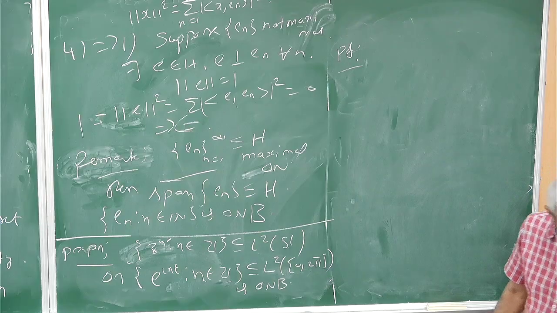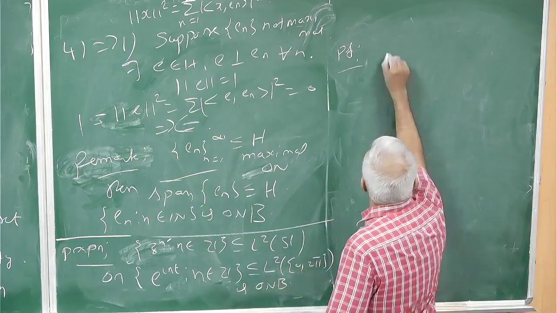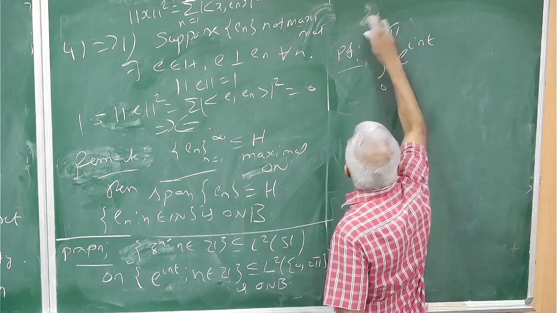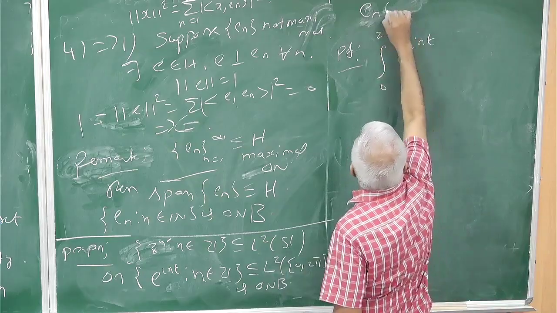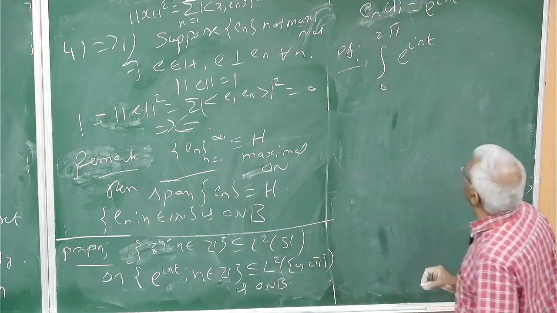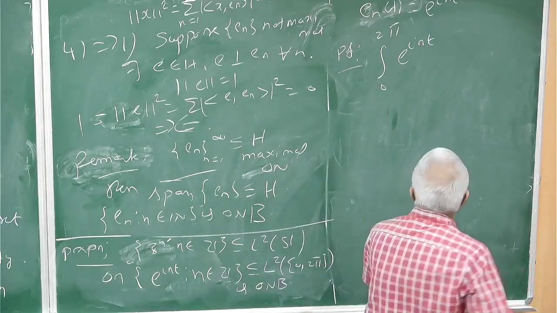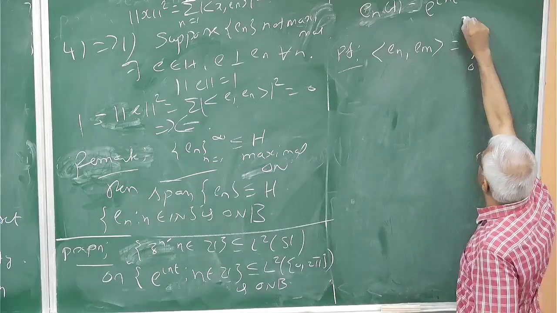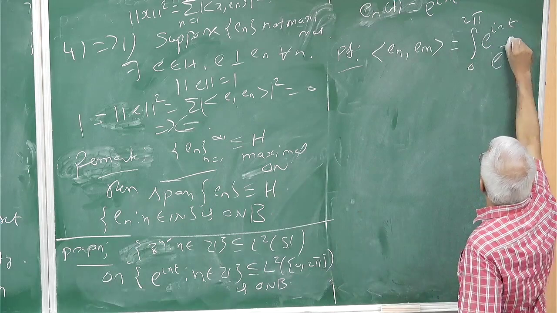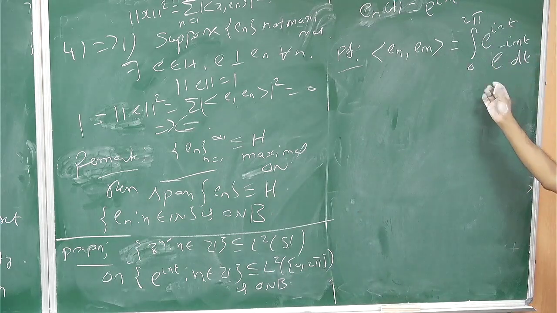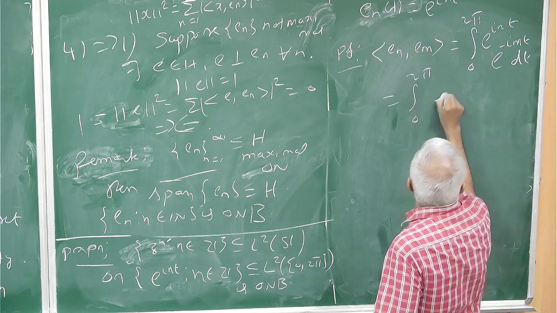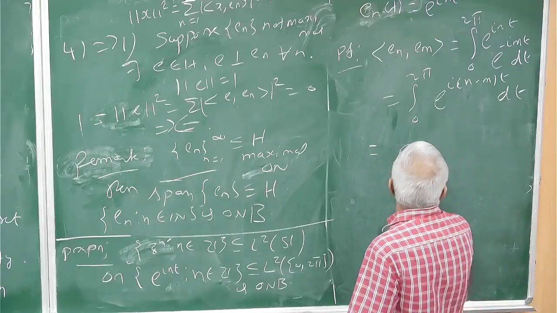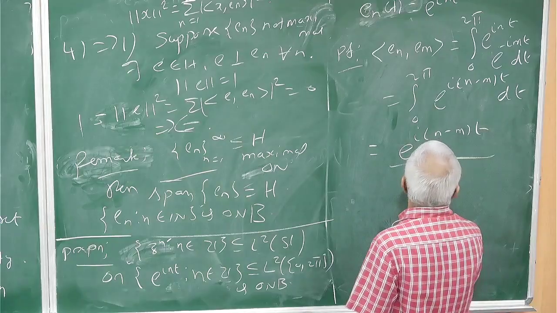So let's work with this. Let's call En equal to e to the int. Then the inner product of En and Em equals the integral from 0 to 2 pi of e to the int times e to the minus imt. The bar is a minus, right? That is equal to the integral from 0 to 2 pi of e to the i(n minus m)t dt, which equals e to the i(n minus m)t divided by i times (n minus m).